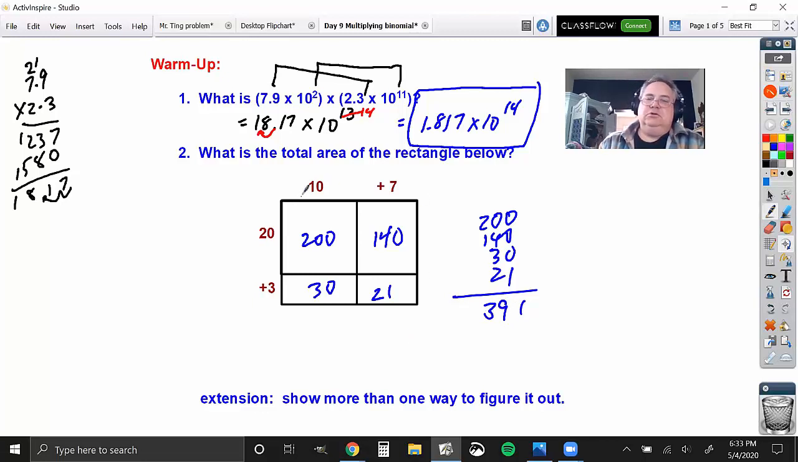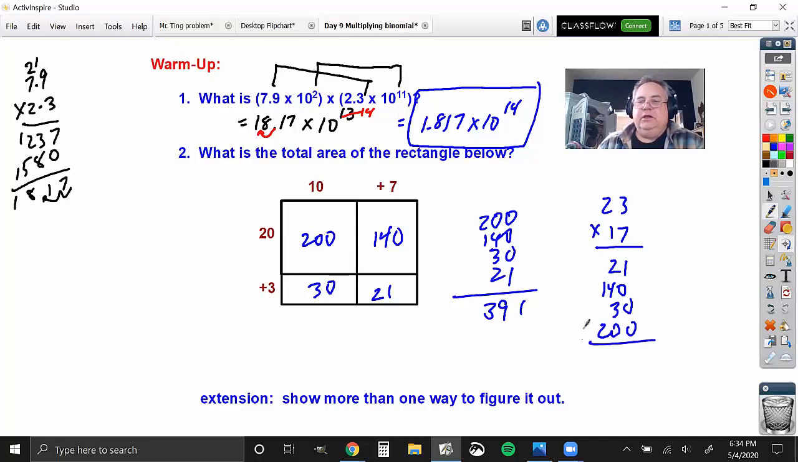Now you could also multiply, you could do 23 times 17. And if I did that, I'm going to do this in a really weird way. 7 times 3 is 21. 7 times 2, but that's not a 2, that's really a 20. 7 times 20 is 140. This one is a 10. 10 times 3 is 30. And this 10 times 2, 10 times 20 is 200. And if you add that together, you get 391.